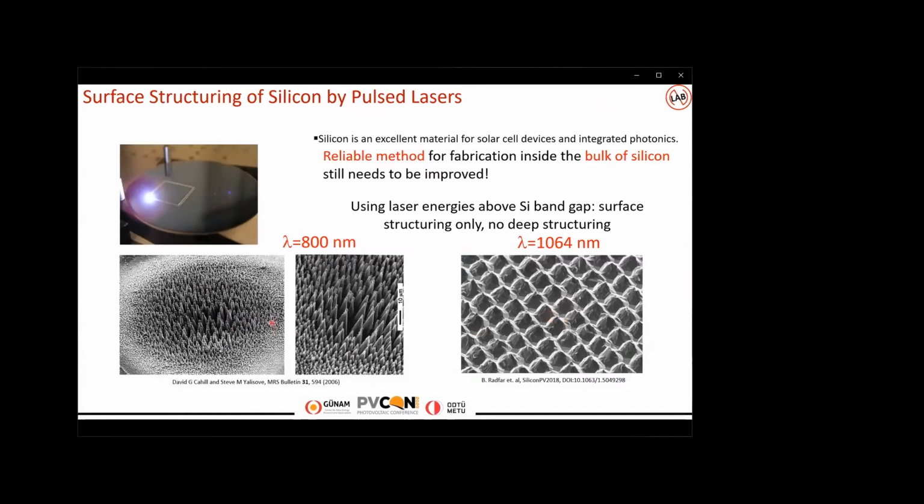The left SEM image shows micrometer size cones on a silicon surface, which is irradiated with femtosecond laser pulses at the wavelength of 800 nanometer. And the right SEM image shows the use of a 1064 nanometer laser for laser texturing on multicrystalline silicon. In many laser processes, chemical treatment is required to remove laser-induced residues.